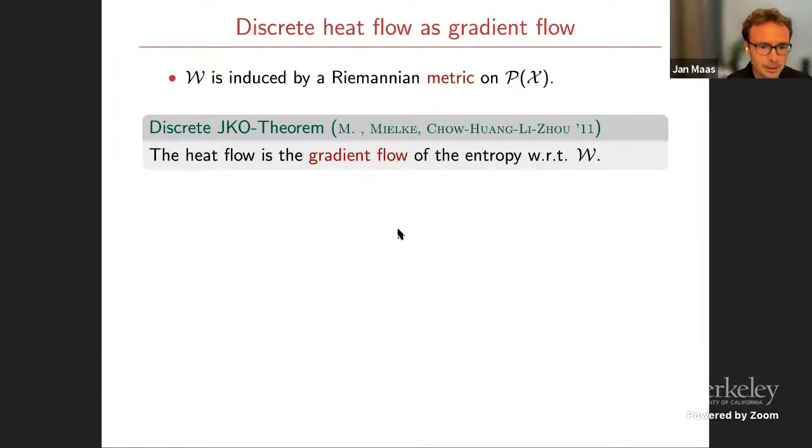The theorem, which maybe justifies why we are interested in this rather complicated distance, is that it allows you to have a discrete version of this JKO theorem. You can show that the discrete heat flow, or in other words, this discrete Fokker-Planck equation or discrete Kolmogorov equation, in any case, the flow of probability measures given by the Markov chain, is the gradient flow of the entropy with respect to this distance on the space of probability measures.